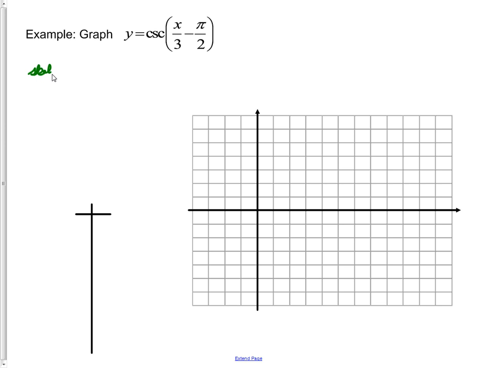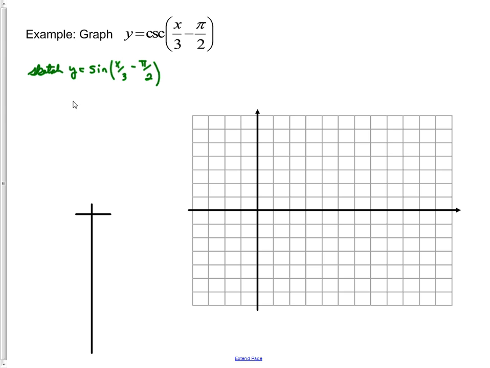So if we're using a sine, what would it look like if we were to sketch the function y equals sine of x over 3 minus pi over 2? Okay, so if we know something about that one, we know something about the other, right? Because wherever our vertical asymptotes occur is where the sine of x is going to be crossing the center axis.